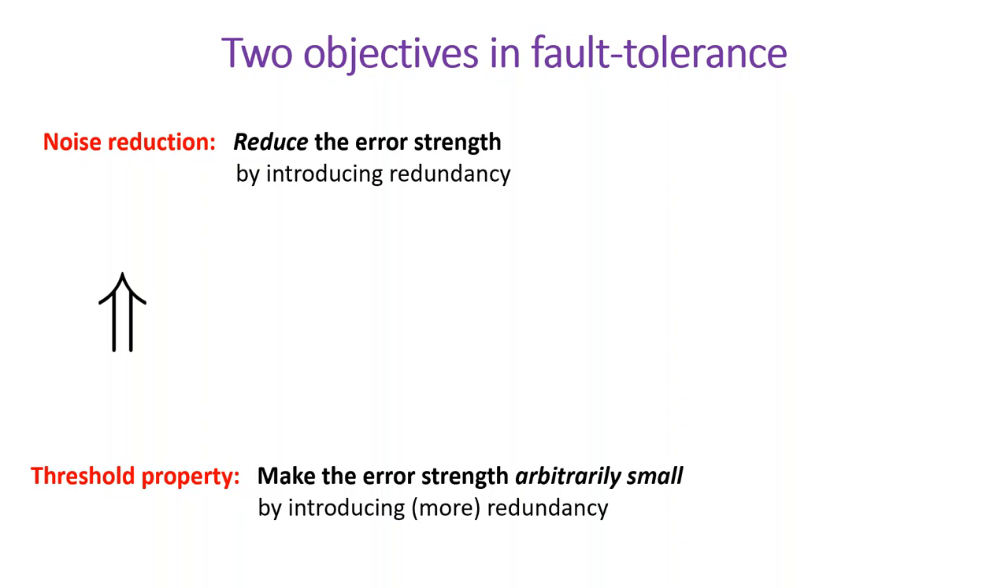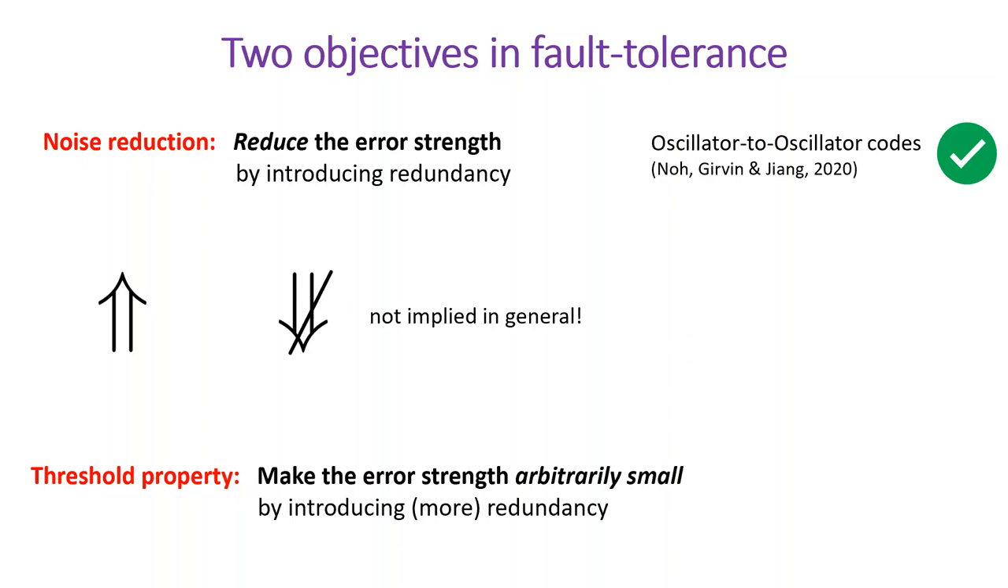You may ask if the converse is true also. For example, if we can reduce the noise level, you may be able to reduce it arbitrarily by concatenating codes. But this is not the case in general. Our work provides an example. Noh, Girvin and Jiang have shown that oscillator-to-oscillator codes achieve noise reduction. We show that they do not have the threshold property. They cannot be used to make the noise level arbitrarily small.